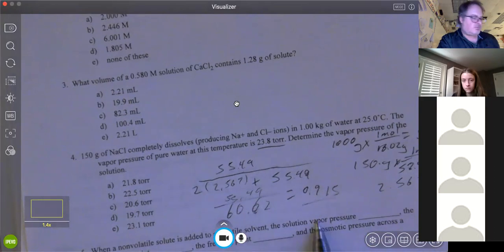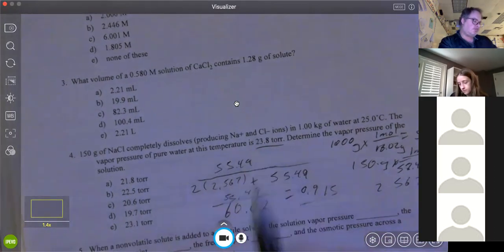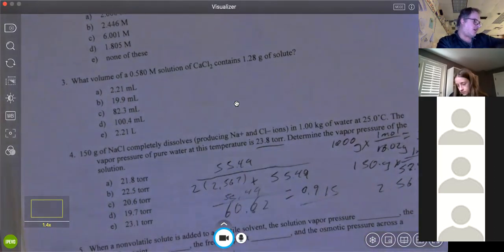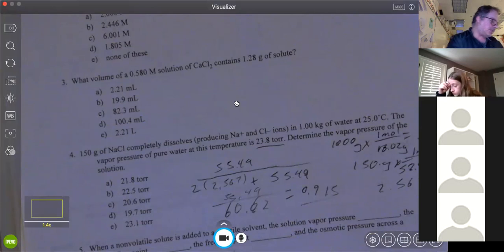We're going to take that and multiply it by the original tour. 0.915 times 23.8. The answer is 21.777. So that gives us 21.777, which will round up to 21.8.